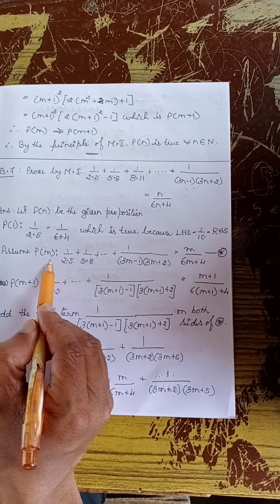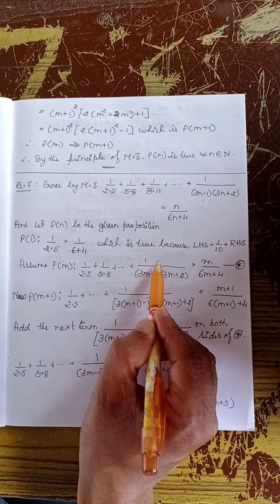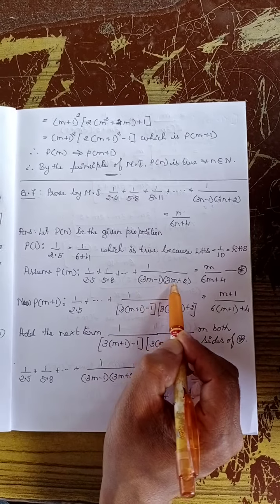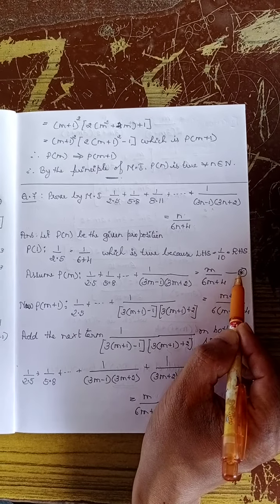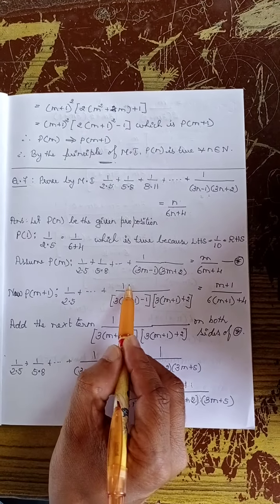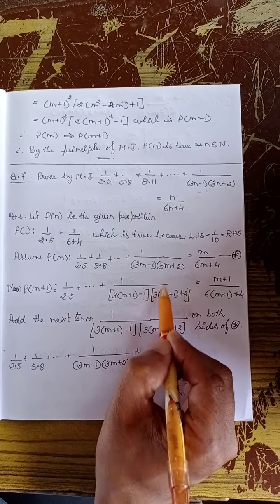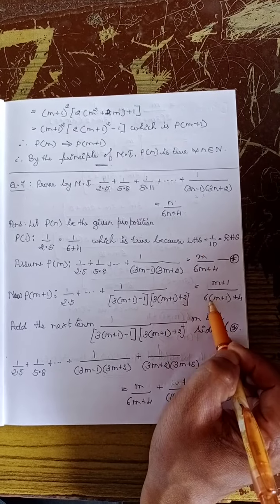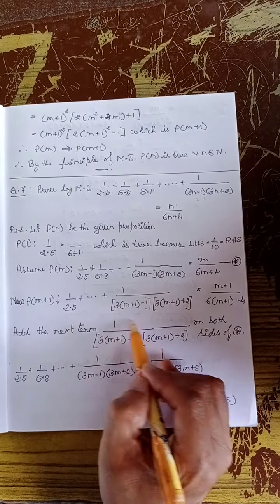Now we assume p of m, that is 1 by 2 into 5 plus 1 by 5 into 8 plus etc. plus 1 by 3m minus 1 into 3m plus 2 is equal to m by 6m plus 4. Take it as equation star. Now p of m plus 1, that is 1 by 3 into m plus 1 minus 1 into 3 into m plus 1 plus 2 is equal to m plus 1 by 6 into m plus 1 plus 4. This will be the next term.